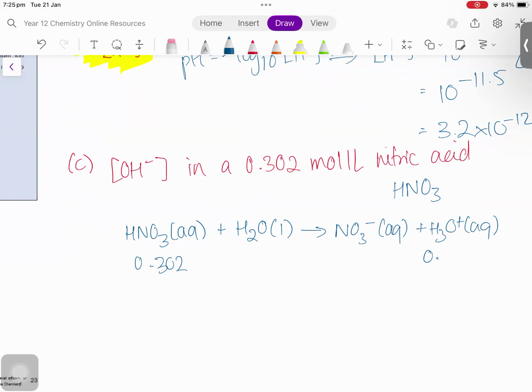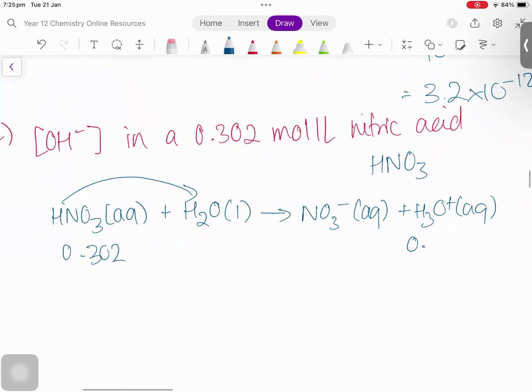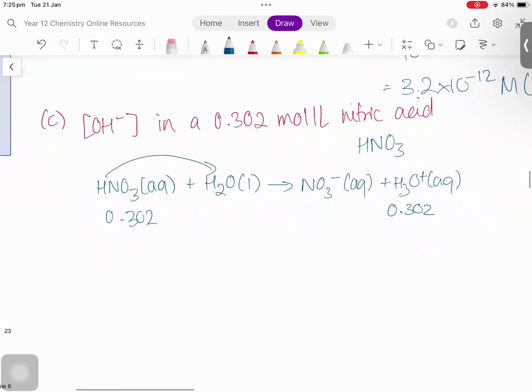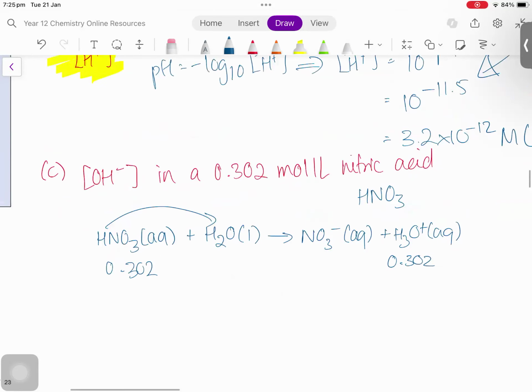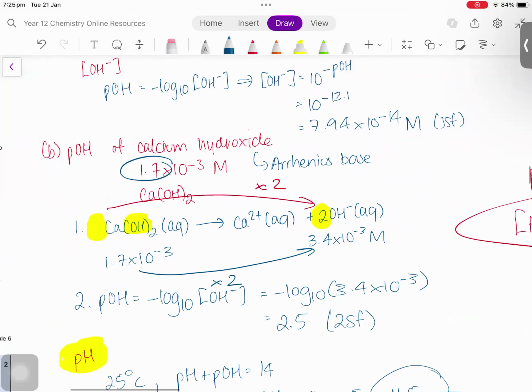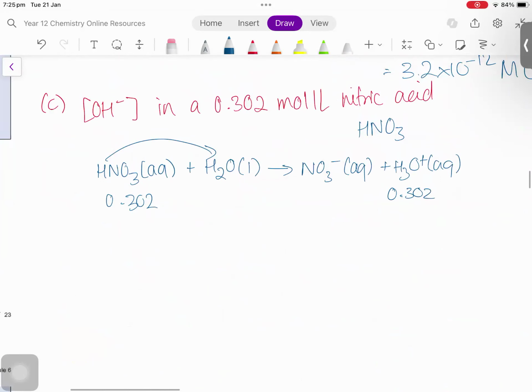it's an Arrhenius acid, but it's also a Bronsted-Lowry acid because it can give it away to something else in particular. So where possible, I'll do the Bronsted equation because that's what we normally use moving forward. I'll only do Arrhenius if I can't do Bronsted. So I've got 0.302. They want OH minus. I'm not going to do pH and pOH. I'm going to go straight into H3O plus.